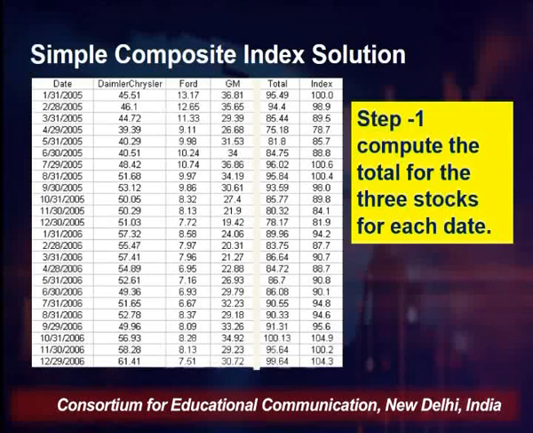So the closing stock values of three companies are available with us, so we'll be making the sum total of it, and it is visible. If you look at the column number 5, the total value is being shown here.